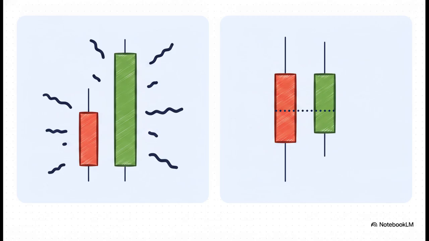Then we have the piercing line. Here, the market actually gaps down on the second day, looking like a total disaster for buyers. But then the bulls rally hard and recover above the halfway mark of yesterday's massive red drop. It's an incredible recovery that just leaves sellers completely stunned.